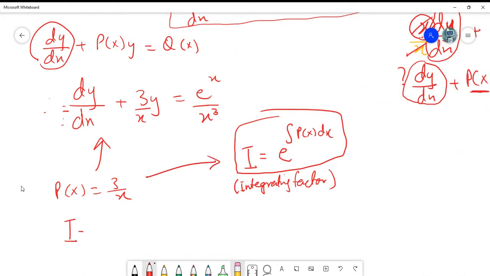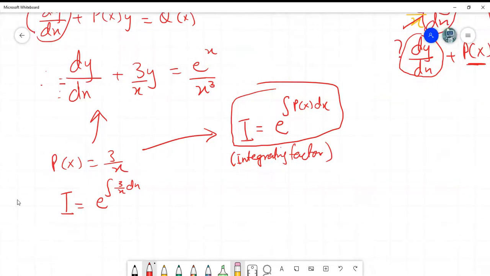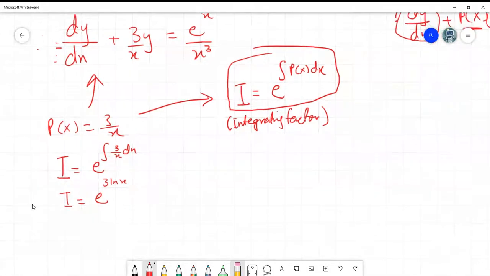As you can see, I is going to be e to the power of the integration of 3 over x dx, which is going to be e to the power of 3 ln x. There's no need to write a constant here, because when finding the integrating factor, we do not write plus c. So no need to write a constant.